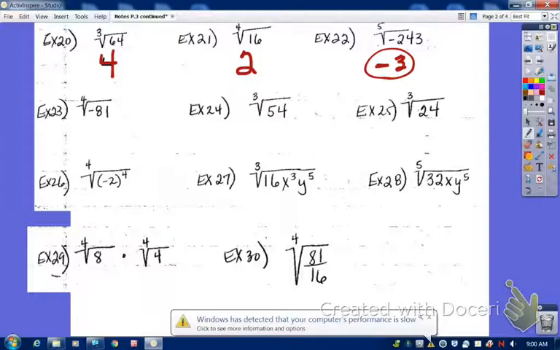Alright, now let's go to example 23. What is the fourth root of negative 81? No. Can't do that. Why can I not take the fourth root of negative 81? The index is even. You can't multiply anything times itself an even amount of times and get a negative number. So example 23 is no real number.